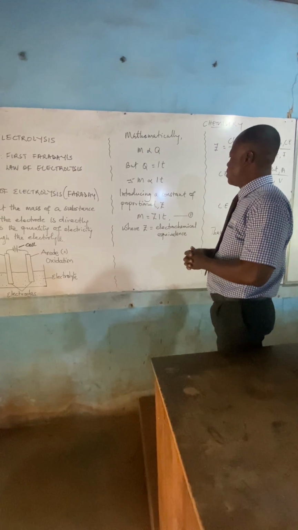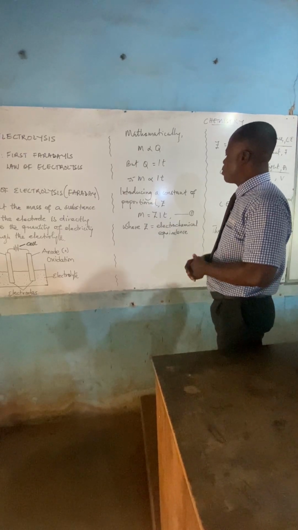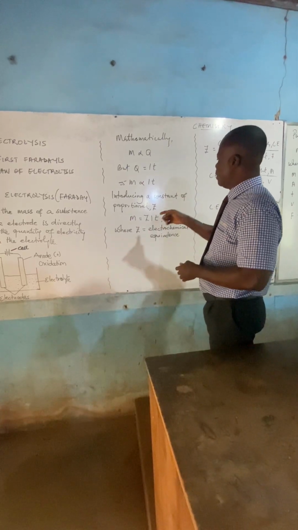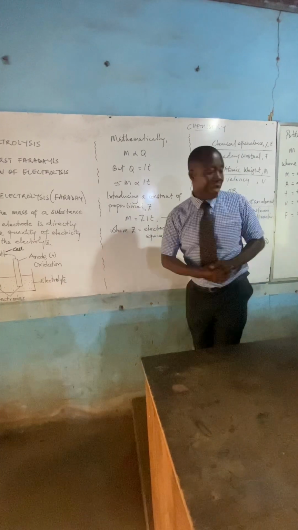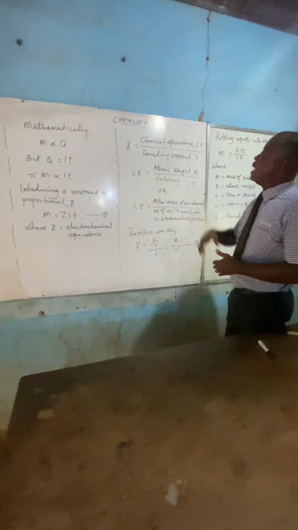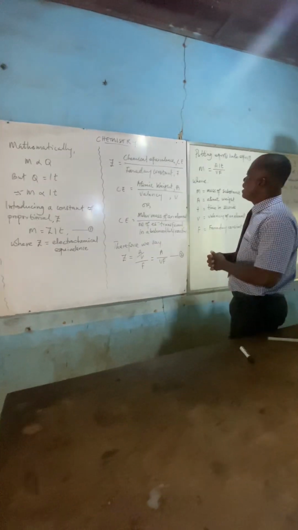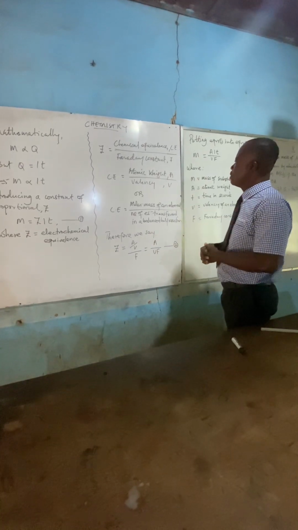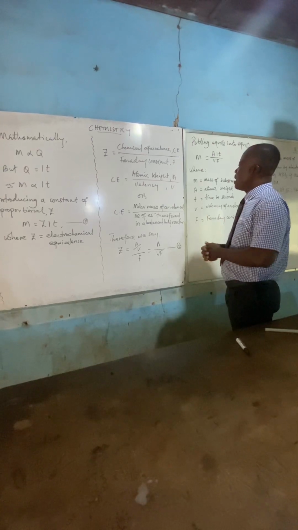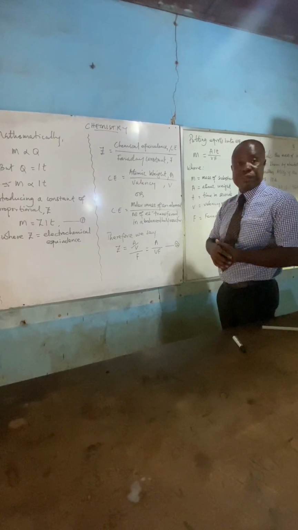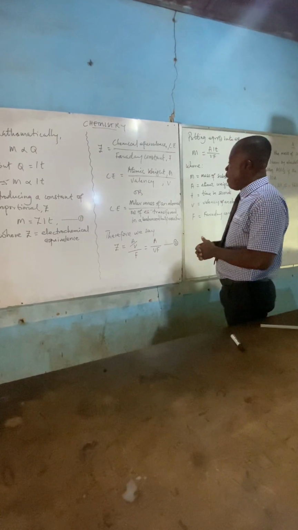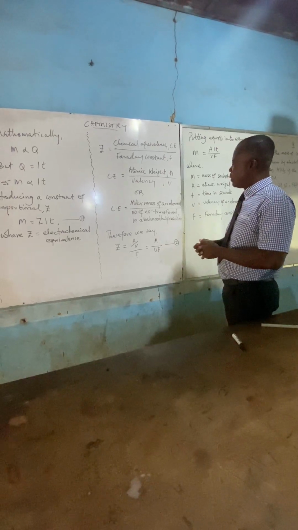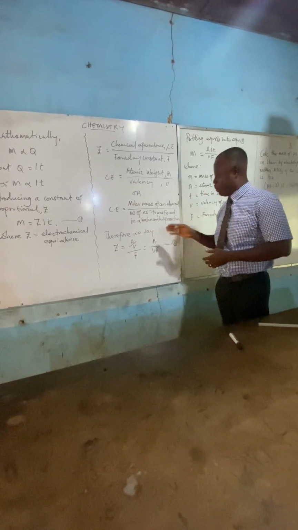Introducing a constant of proportionality, Z, we shall say that mass is equal to Z times I times T, where Z is the electrochemical equivalent, times current, times time. Then the electrochemical equivalent is also given by chemical equivalent, CE, over Faraday's constant, which is F. And the chemical equivalent is given by the atomic weight of a substance, A, over the valency of that element, V, or the molar mass of an element over the number of electrons transferred in a balanced half reaction.